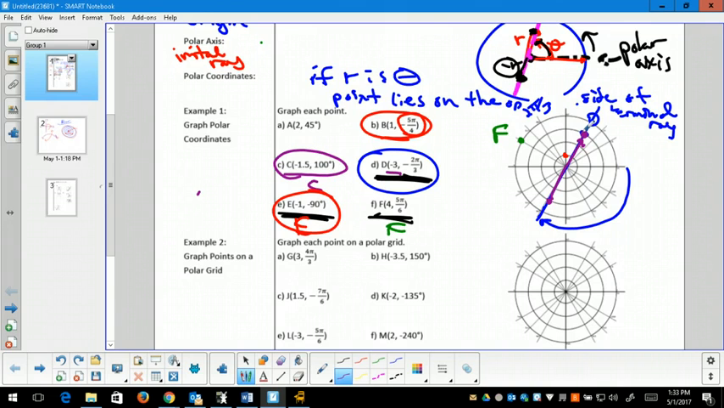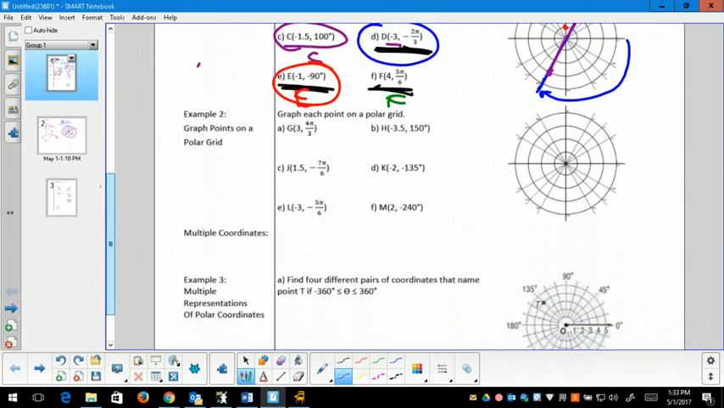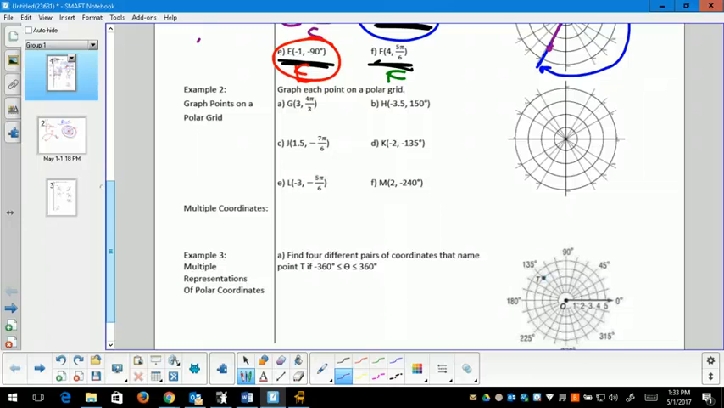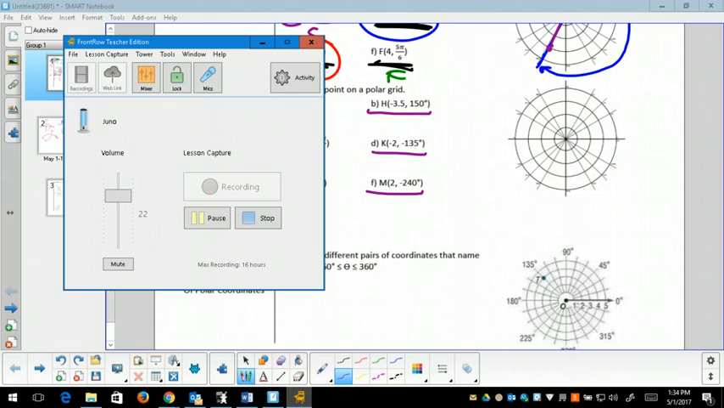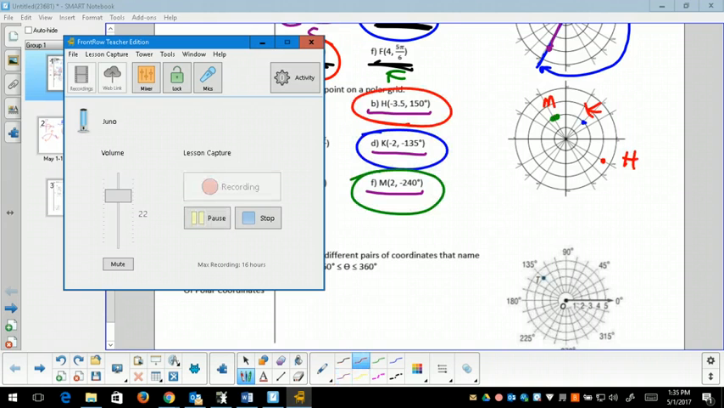You will, yes. Graph each point on the polar grid. It's sort of the same thing, but it's actually getting at multiple ways of expressing the point. So I'd like you just to plot points H, K, and M for now. Try to plot those. Some of them have negative angles, so you might want to add 360. Some of them have negative radii, or a negative radius. So there are your points for H, M, and K.